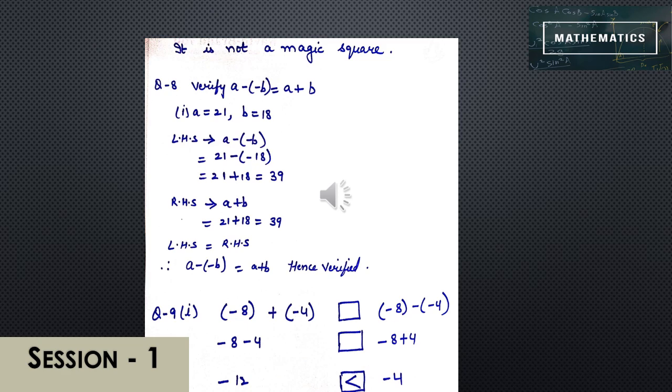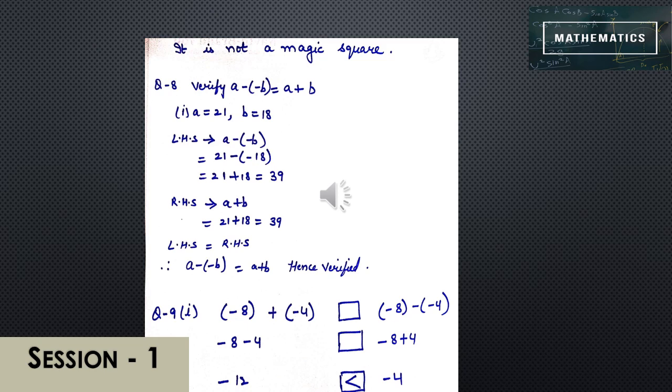Now let's consider question number 9. Again, we have to see in this question whether the left hand side is greater or the right hand side is greater, or whether they are equal to each other. Now let's start with the left hand side. In question number 9, first part, minus 8 plus minus 4 is given. Again plus minus will become minus. The next statement will become minus 8 minus 4.